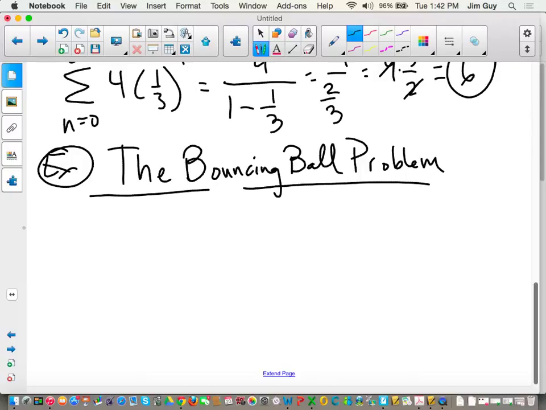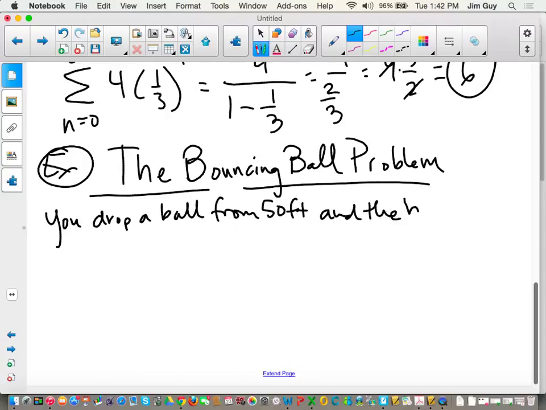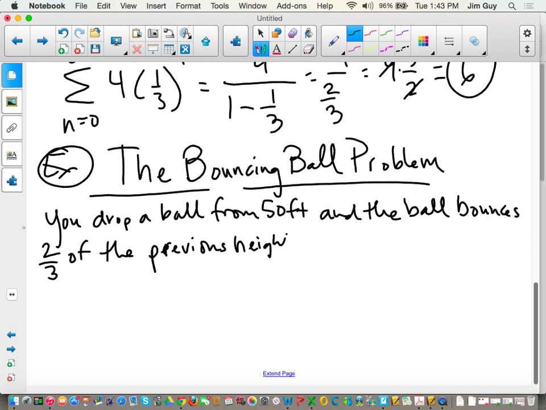Okay, so you drop a ball, like a Super Bowl, I guess, from 50 feet. And the ball bounces 2/3 of the previous height. How far does the ball travel?